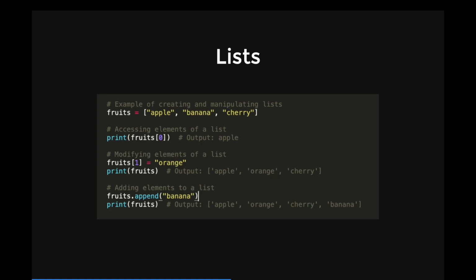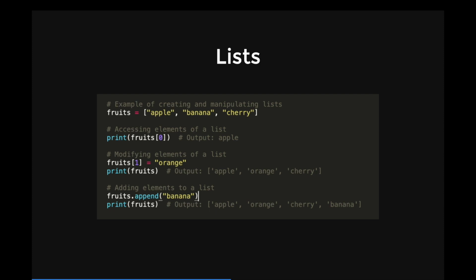Lists are ordered collections of items which can be of different data types. Lists are mutable, meaning you can modify them after they have been created. You can access individual elements in the list using indexing. So if you see here, we have an example of a fruits list which has apple, banana and cherry. You can print fruits of 0, which is the first index of the array. It will print out apple.